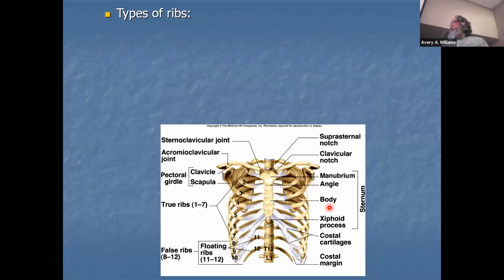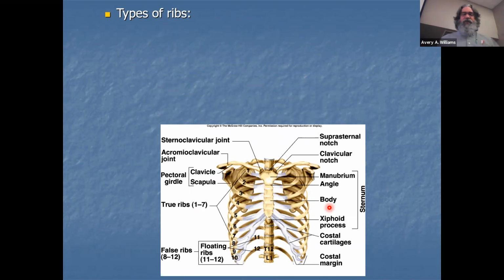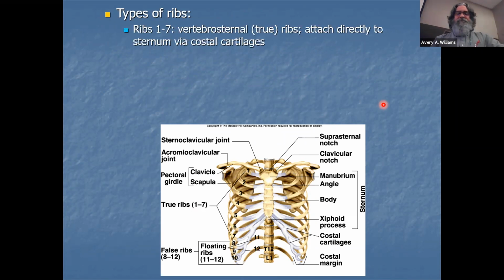Now, there are types of ribs, and I would want you to know this. Just know the different types. There's 2 basic types, and then there's subtypes. You have true ribs and false ribs, right? There's always true and false things. And what makes true ribs true ribs? Well, something's true, like true blue, unmodified, ancient, most primitive, that kind of thing. That's what we're talking about.